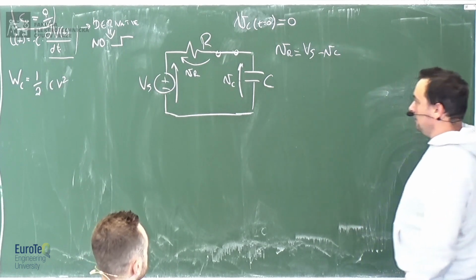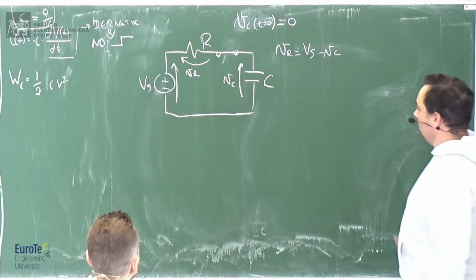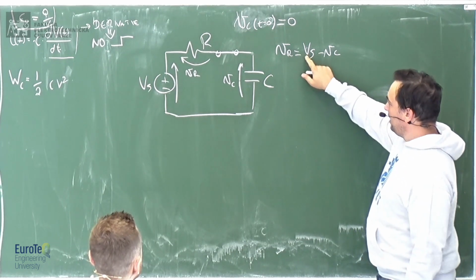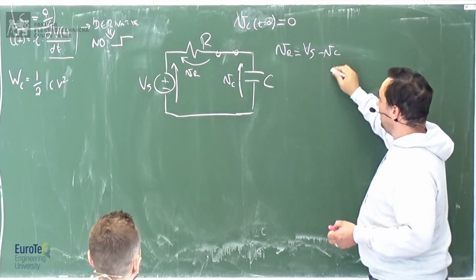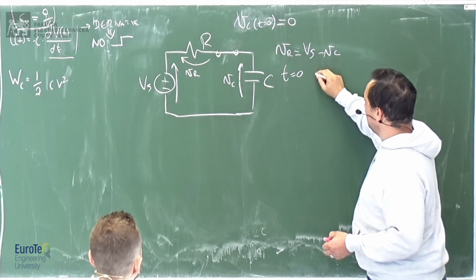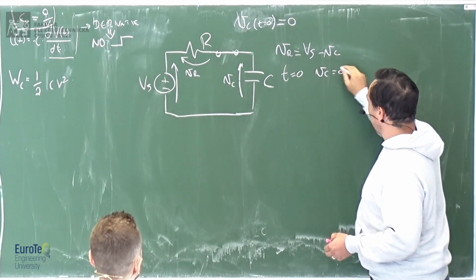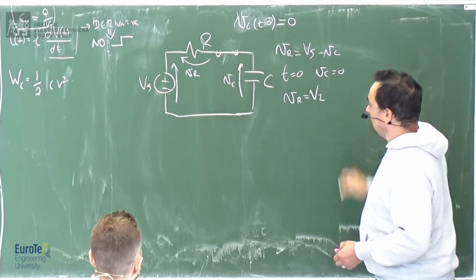Sorry, I was going to do a voltage divider equation. No. So you have VS minus VC. Now, at time equal to 0, VC is equal to 0. So VR is equal to VS.